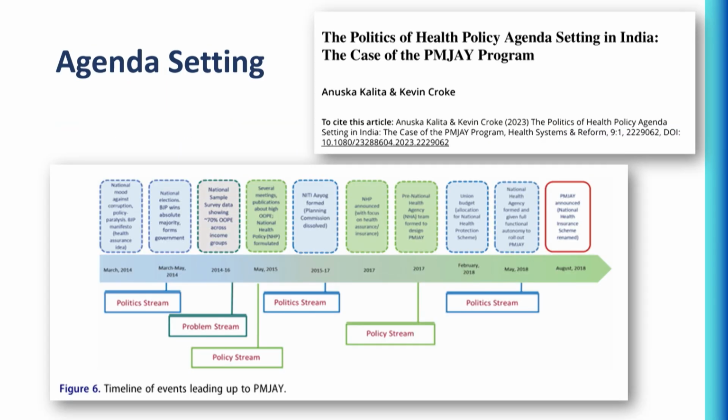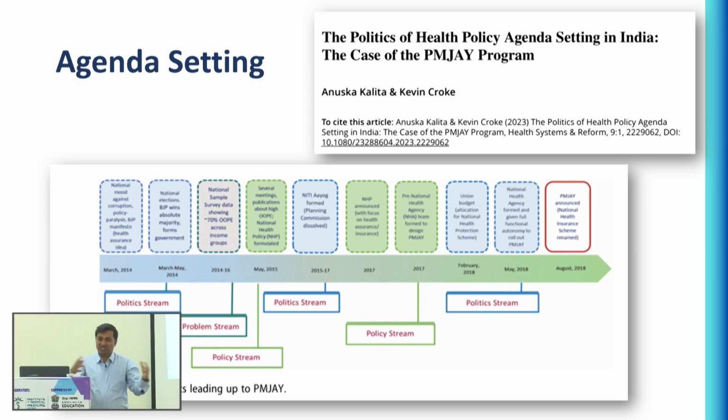I would recommend you should definitely read this paper on agenda setting by Anushka Kalita and Kevin Crow. It talks about the politics of health policy agenda setting in India, the case of the PMJAY program. Very beautifully, they have given details across the time scale about the politics stream, the problem stream, the policy stream, and how ultimately the policy window tried to bring in these streams together.